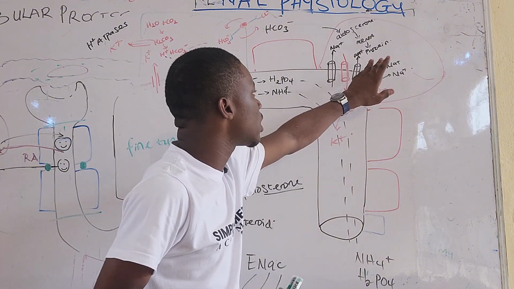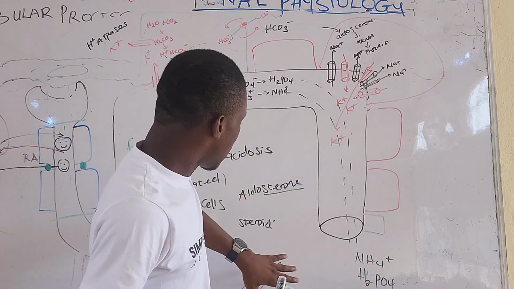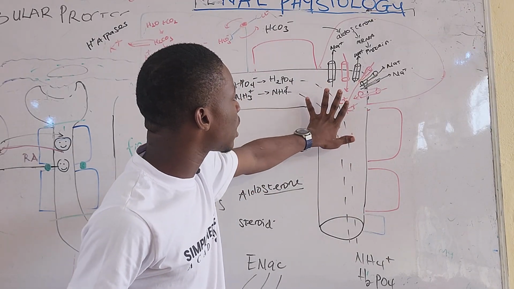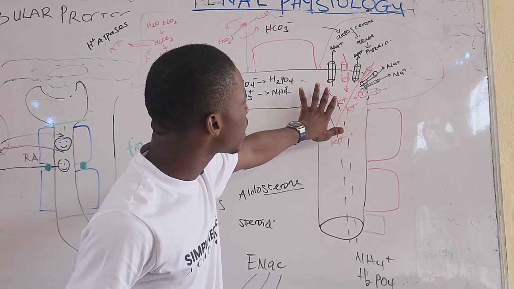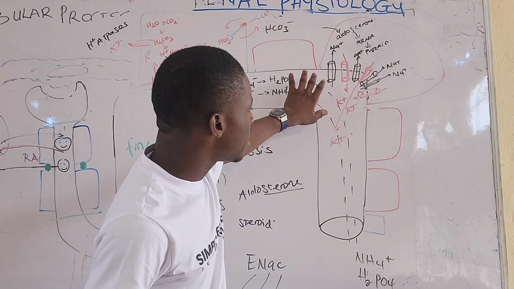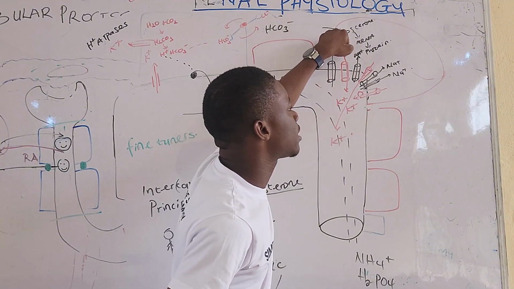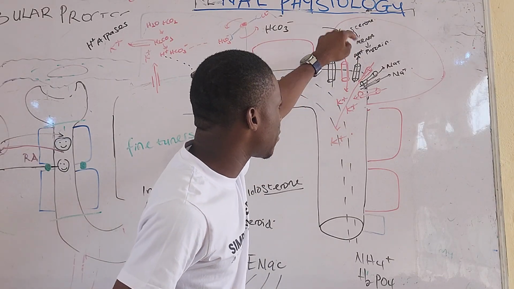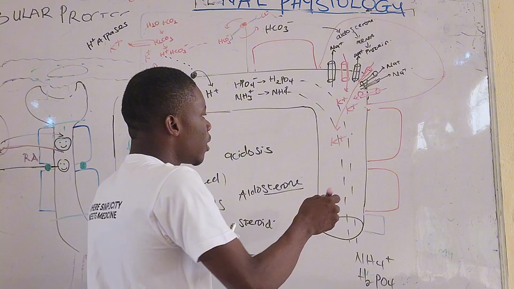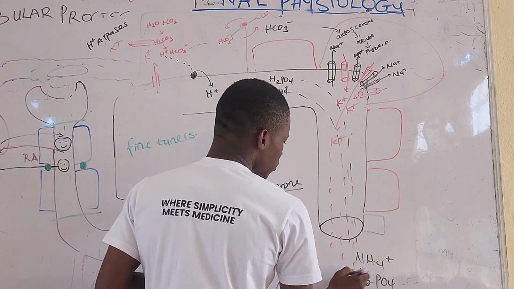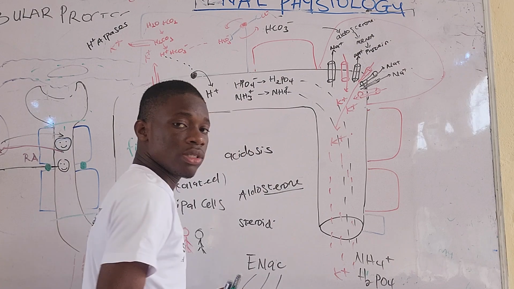Aldosterone will code for a protein. Those proteins are channels, and we call them ENaC, epithelial sodium channels. Look at them here. That epithelial sodium channel, what's it going to do? It's going to allow sodium to be reabsorbed. As it is taking sodium inside, it is taking potassium outside. Sodium inside, potassium outside. So all this potassium will enter into the urine. Are you following me?